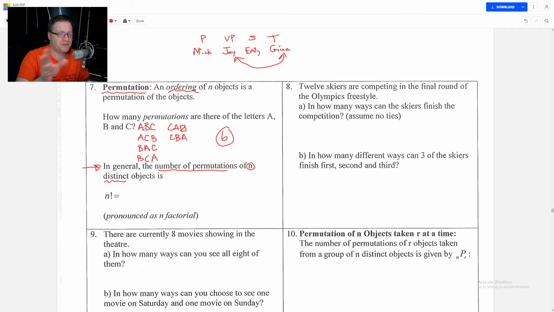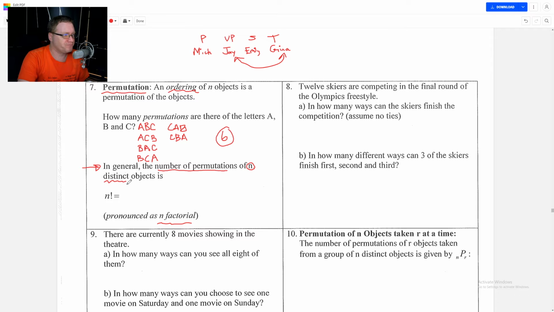Then we would have to use something else. We'll talk about that later, all right? But if all the objects are different, then the number of permutations is n exclamation point. The way we read this is n factorial, all right? And you probably have learned about factorial before.